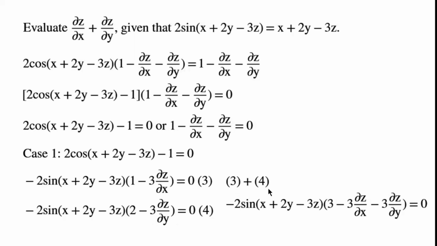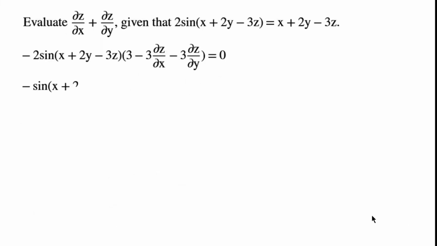By summing 3 and 4, we can now write −2 sin(x + 2y − 3z) times (3 − 3 ∂z/∂x − 3 ∂z/∂y) equals 0. Next, we divide both sides of the equation by 6.